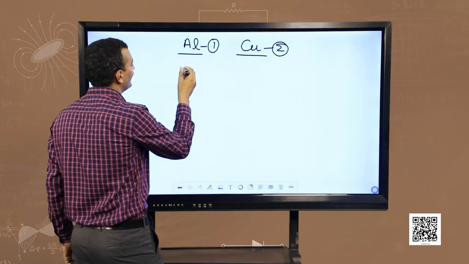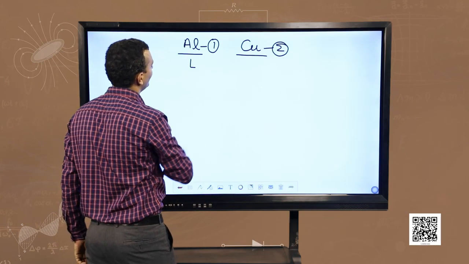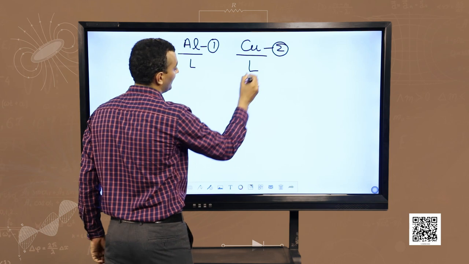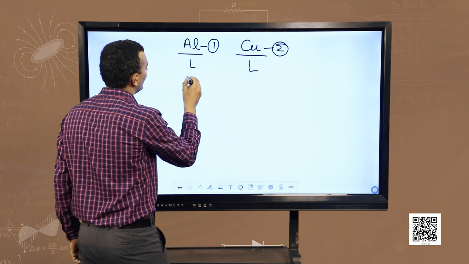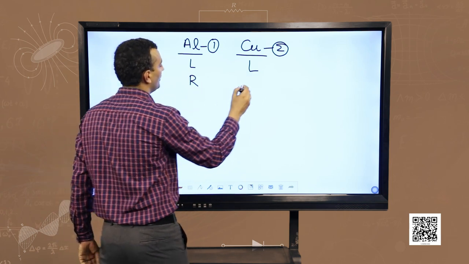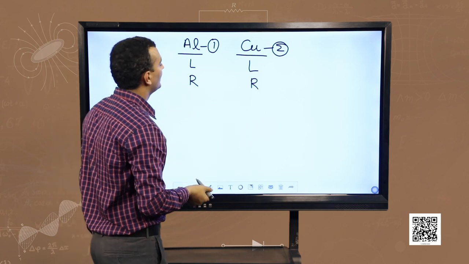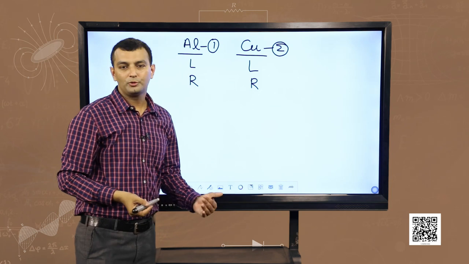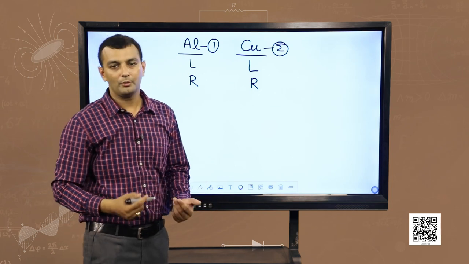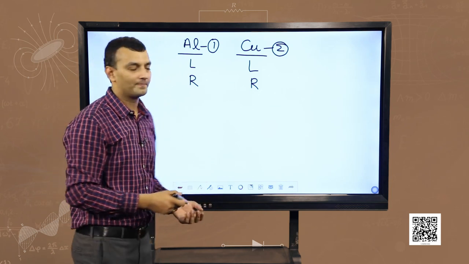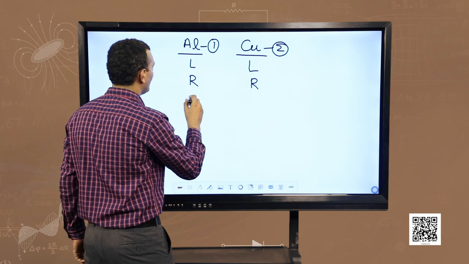It is given that the length of both the wires is the same. We have taken it to be L. Resistances are also given to be the same, and we have to compare their masses. So how do we compare their masses?